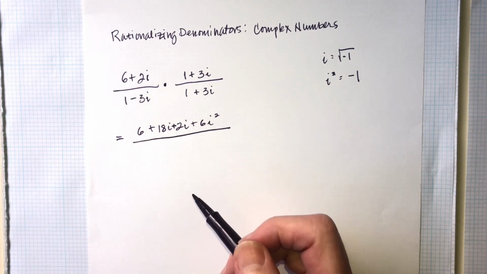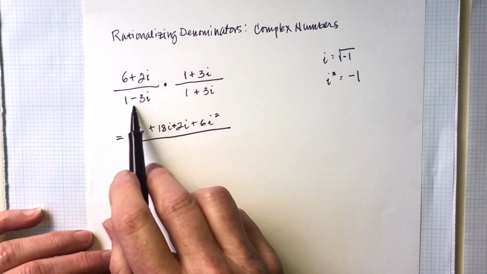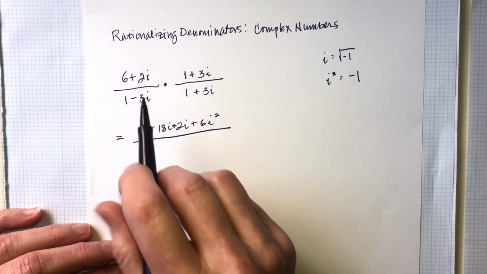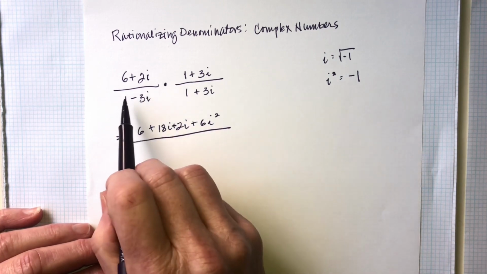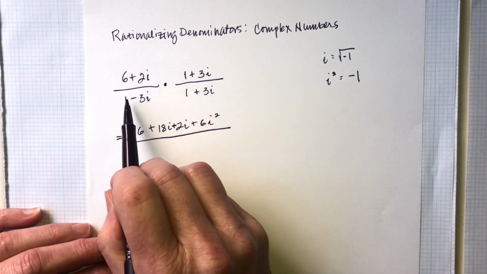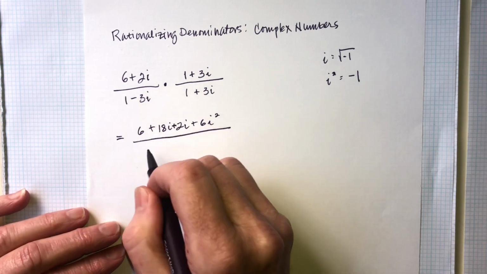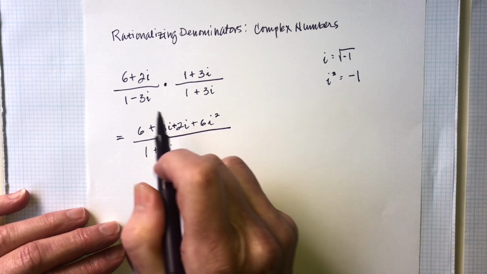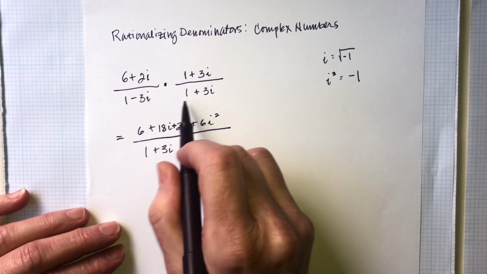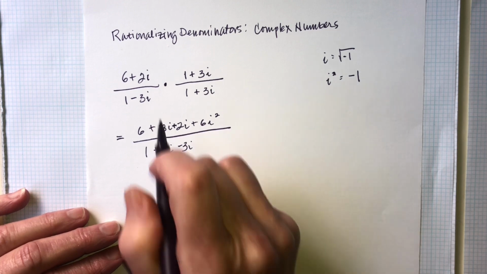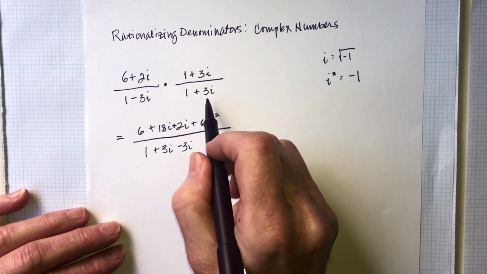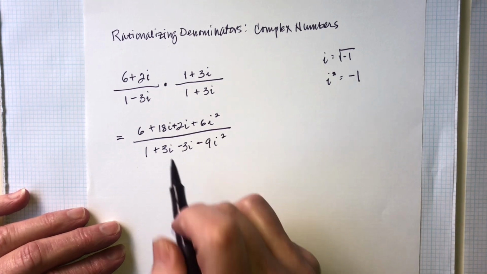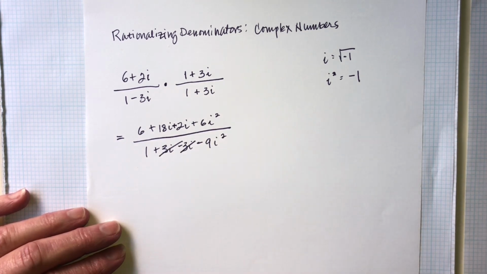And then in the denominator, when we multiply these together, it's a difference of squares. So recall that that will cancel out the middle term. But I'll show you how that works just so we can convince ourselves. So 1 times 1 will be 1. 1 times positive 3i, positive 3i. Negative 3i times that 1, negative 3i. And then negative 3i times positive 3i will be negative 9i squared. So we see that these terms do cancel out.